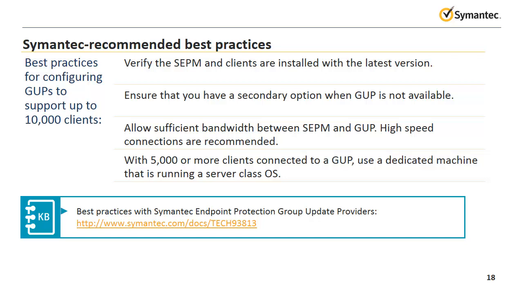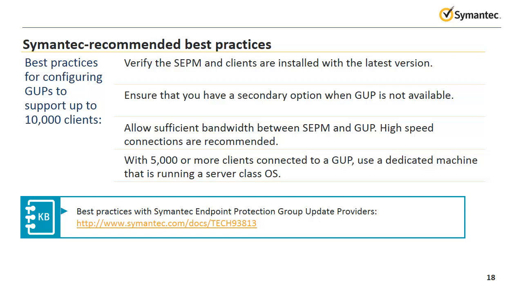GUPs need to have sufficient bandwidth to deliver up to approximately 170 megabytes of content 3 times per day for dark network clients. For standard SEP clients, this number is approximately 99.5 megabytes. The larger the spread of definition revisions used by the clients, the larger the bandwidth usage between the SEPM and GUP. Symantec recommends using high-speed connections.